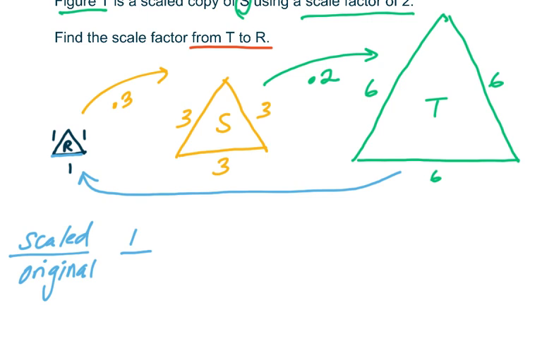Now you need to use corresponding parts. So corresponding parts means the same part, but in the other triangle. So in that case, that gives me 6. So we have a scale factor of 1/6.